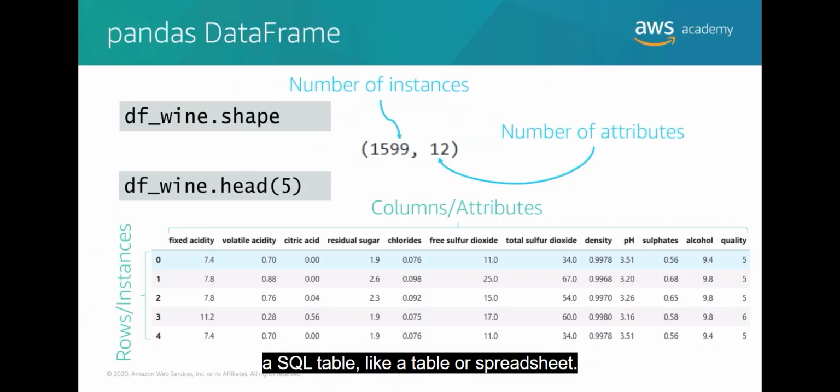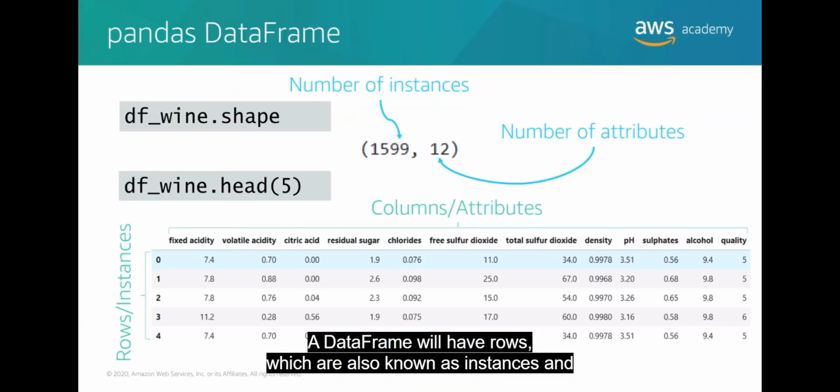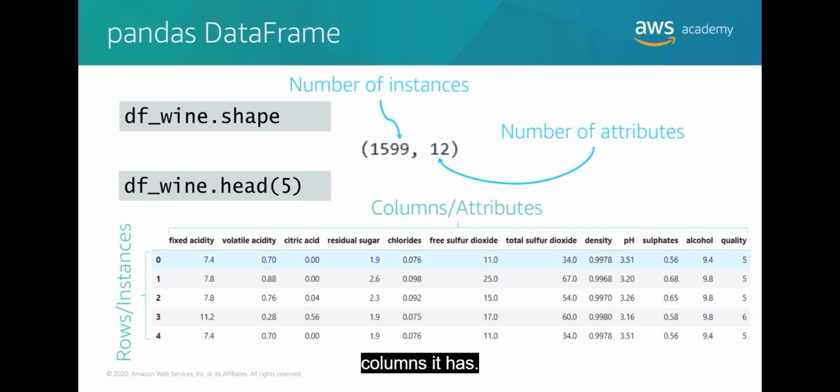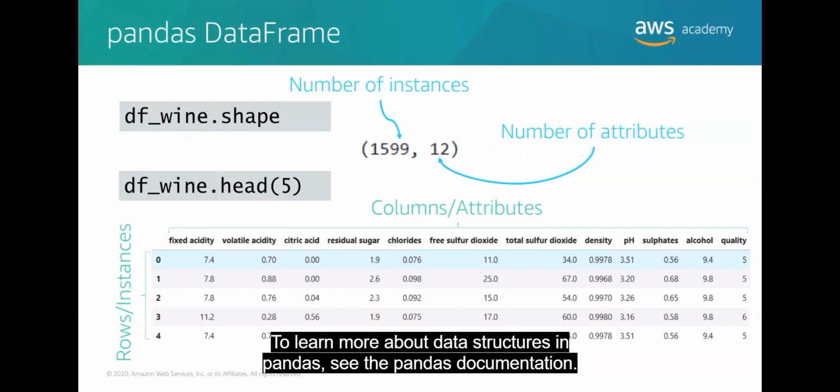Like a table or spreadsheet, a data frame will have rows, which are also known as instances, and it will have columns, which are also known as attributes. The shape property of a data frame describes the number of rows and columns it has. Each column in a data frame is a series. A series is a one-dimensional labeled array. A series can store data of any type. To learn more about data structures in Pandas, see the Pandas documentation.